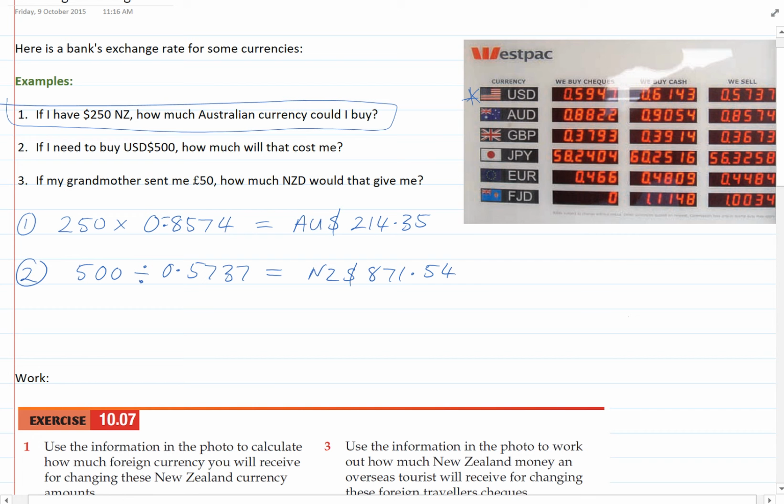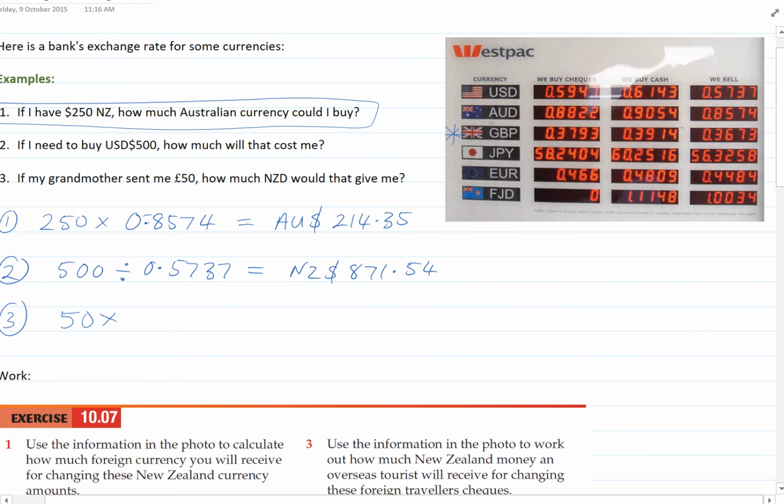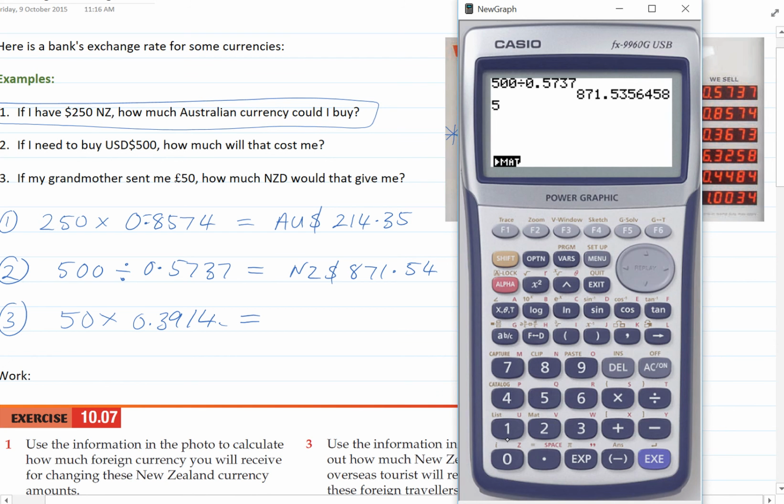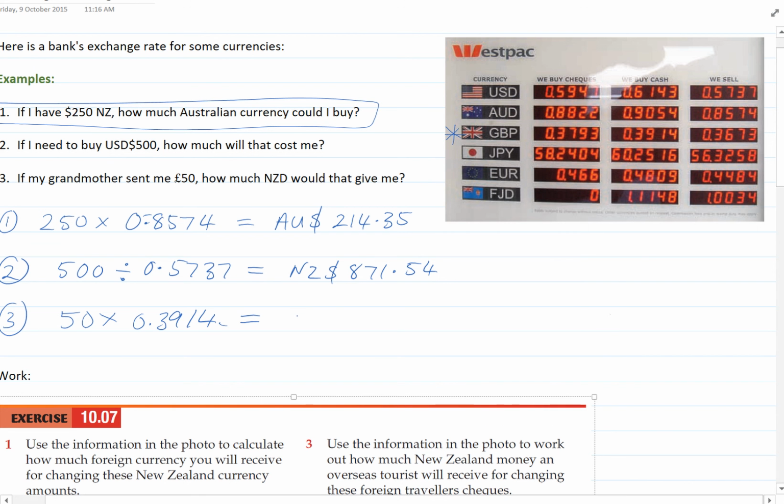Okay, number 3, if my grandmother sent me £50, how many New Zealand dollars would that give me? And so now we're looking at Great British pounds there. And so we would take £50 and times it by the rate that they will buy. So they'll buy that at 0.3914, because if you think about it, the bank's buying your British pounds, and that will come out as 50 times 0.3914, 19.57.